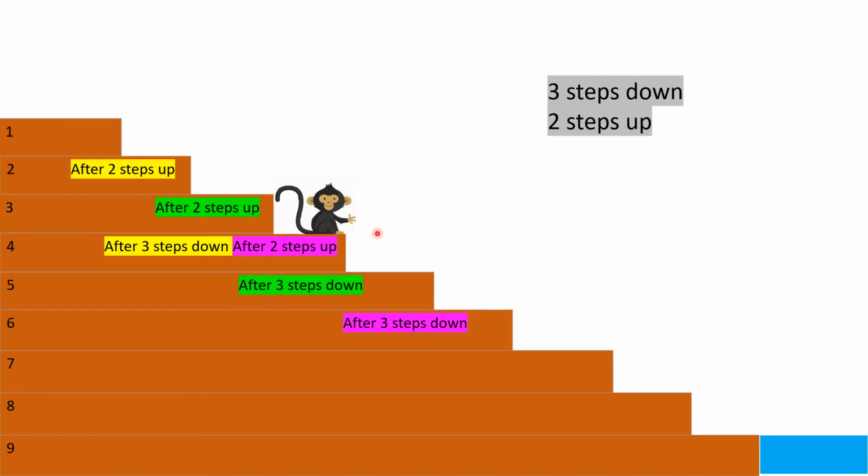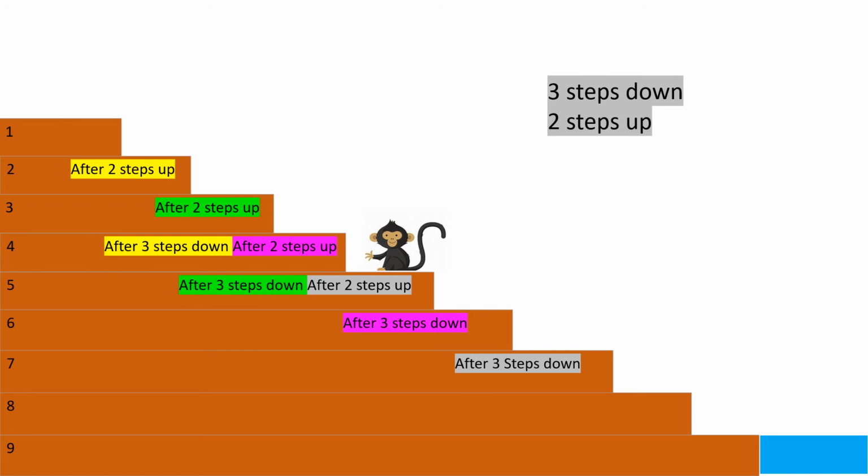Now he's at this step after jumping. Now let's see how he jumps again. 1, 2, 3. So he'll come to this step, right? So let's see the procedure. 1, 2, 3. So after 3 more jumps, he reaches this step. Now what does he have to do again? He has to go up 2 steps back, right? So he turns and he goes 1, 2. So 2 steps up again and he reaches the 5th step.